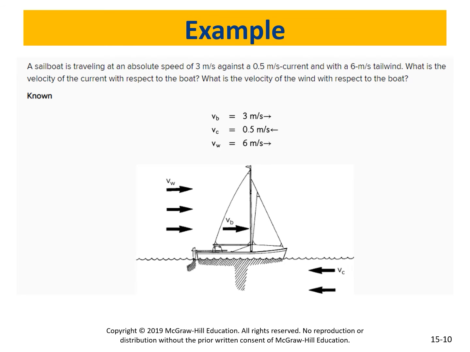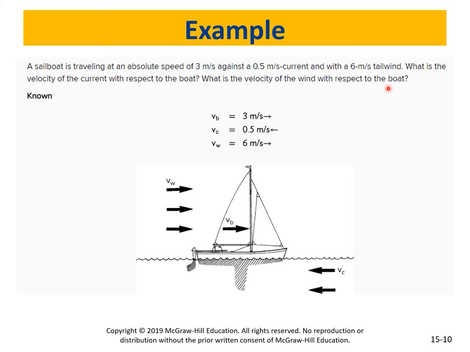Okay, a question. Let me give you a piece of paper and see if you can solve this. Let's take a couple of minutes. A sailboat is traveling at an absolute speed of 3 meters per second. Again, that's absolute, not relative, not apparent. Against a 0.5 meters per second current with a 6 meters per second tailwind, what is the velocity of the current with respect to the boat, and what is the velocity of the wind with respect to the boat?